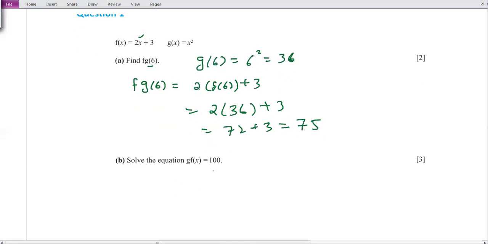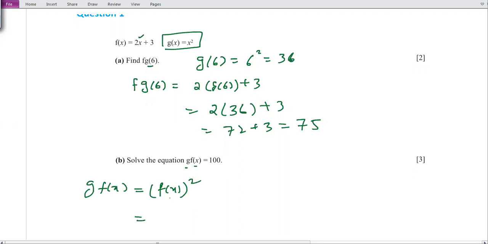Okay, the next part is saying solve g of f of x. First find g of f of x, then we will put it equal to 100. Now what will be g of f of x? It means inside the g write f of x. That is f of x squared, because this is your g of x. So in this one, in place of x, you have to write f of x.